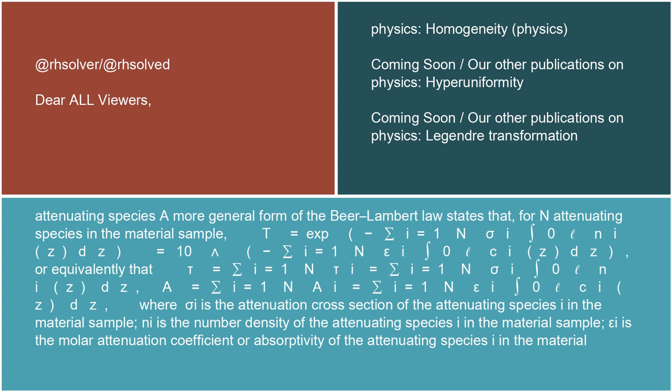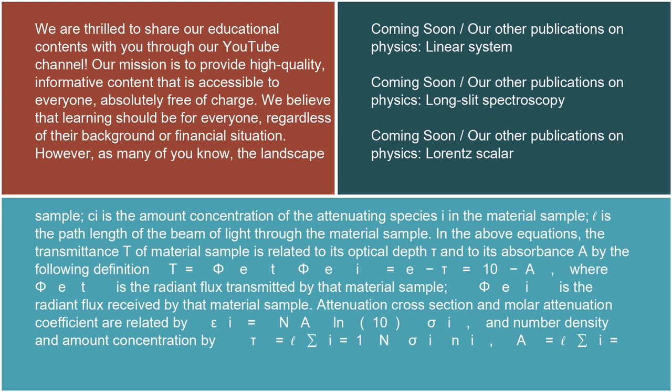in the material sample, and n_i is the number density of the attenuating species i in the material sample. ε_i is the molar attenuation coefficient or absorptivity of the attenuating species i in the material sample. c_i is the amount concentration of the attenuating species i in the material sample, and ℓ is the path length of the beam of light through the material sample.